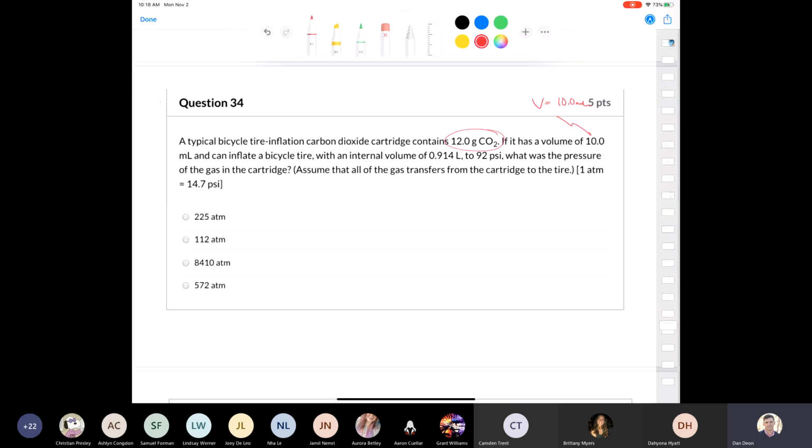So we're starting out with our initial volume of 10 milliliters, and we're being asked what was the initial pressure. So we're looking for the initial pressure of the gas, this carbon dioxide, and it tells us what the final volume is. This is our V2, 0.914 liters, and it tells us also what our final pressure is. So our P2 is equal to 92 psi. So this is another application of Boyle's law, which is P1 V1 is equal to P2 times V2. And we're going to be solving for P1, which is equal to P2 times V2 over V1.